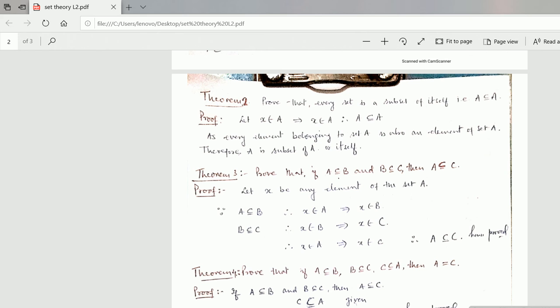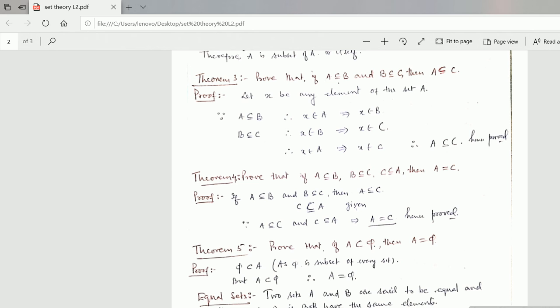And B is a subset of C, therefore x belongs to B implies x belongs to C. Since x belongs to A implies x belongs to B, and x belongs to B implies x belongs to C, therefore x belongs to A implies x belongs to C. Therefore A is a subset of C. Got it?